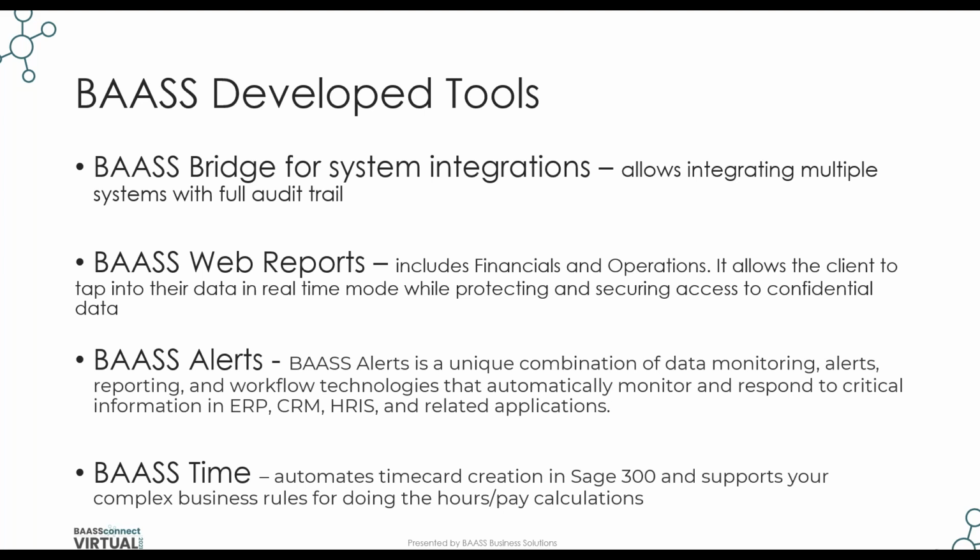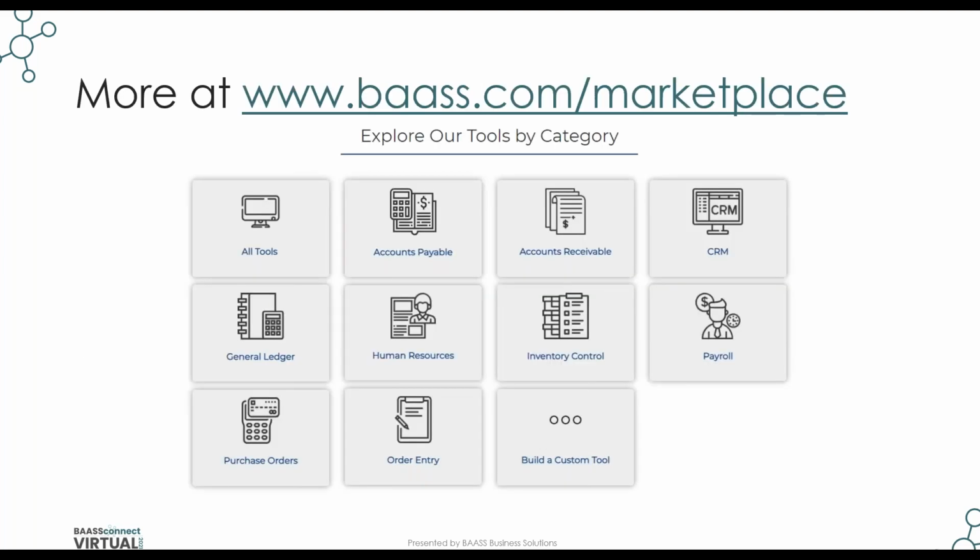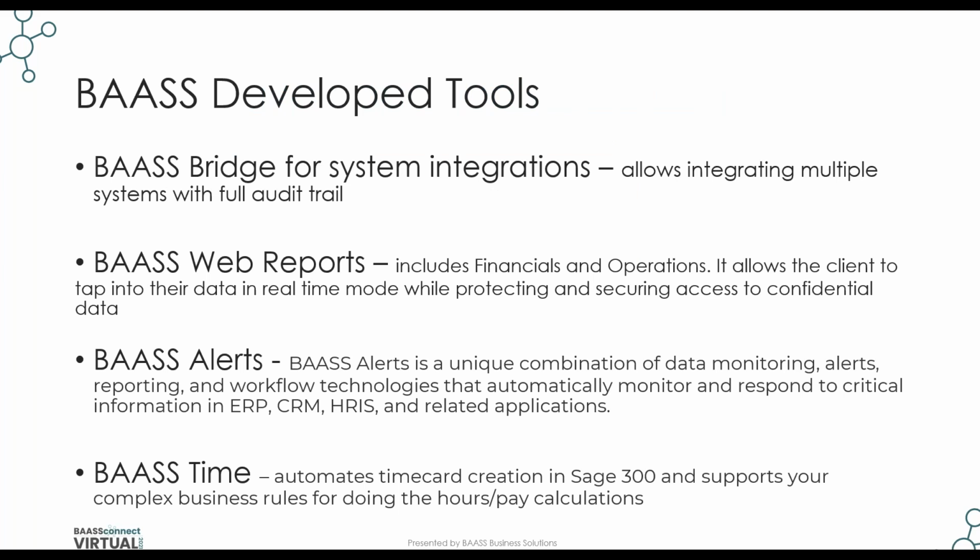It allows clients to tap into their data in real-time mode while protecting and securing access to confidential data. BAASS Alerts is a unique combination of data monitoring, alert reporting, and workflow technology that automatically monitors and responds to critical information in ERP, CRM, HRIS, and related applications. And lastly, BAASS Time automates time card creation in Sage 300 and supports your complex business rules for hours and pay calculation.